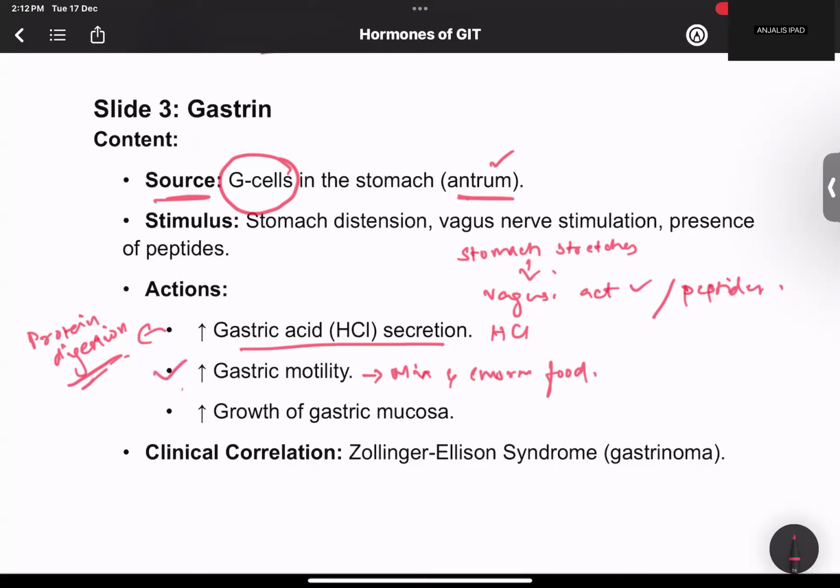The third action is to promote the growth of gastric mucosa, to protect the stomach lining.